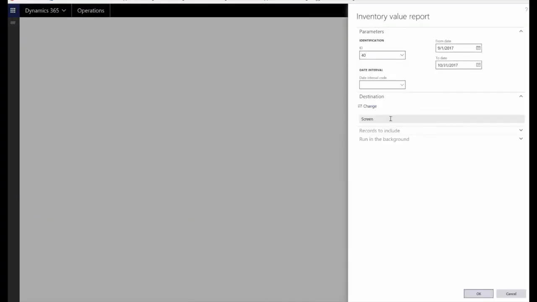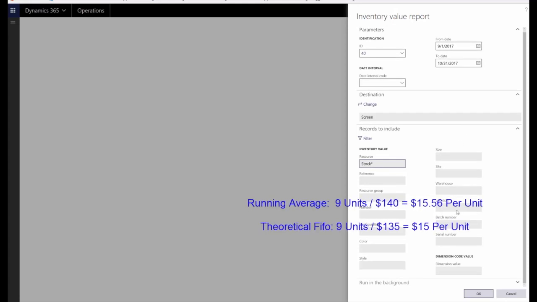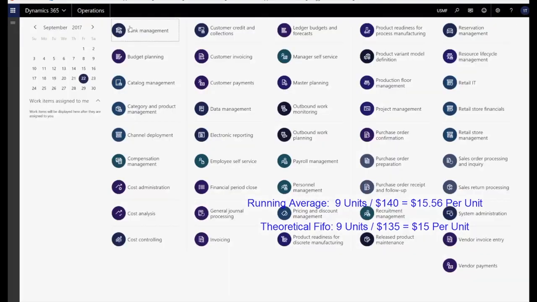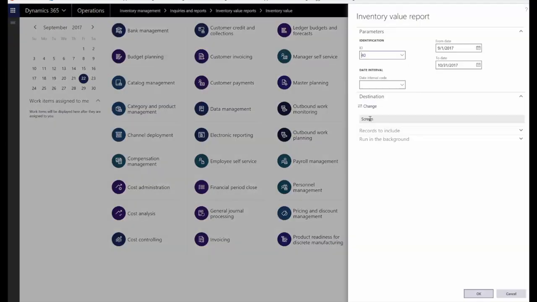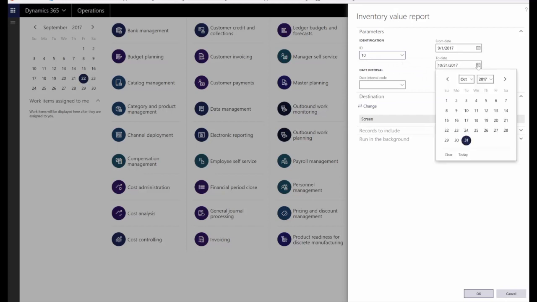Okay. And now the key thing here is the to-date. Because my inventory is going to have one price at 9:30, and it's going to have a different price at 10:05. So as you can see here, at my 10:31 date, I now have a different rate. So now my running average and my theoretical FIFO are all of a sudden different. I hope you see that. That's the most important part that I want you to see.